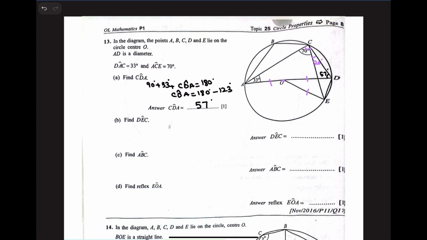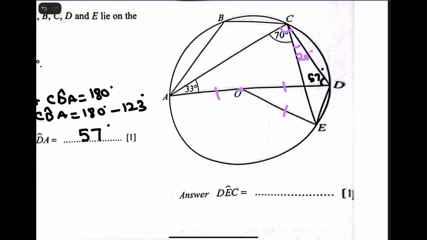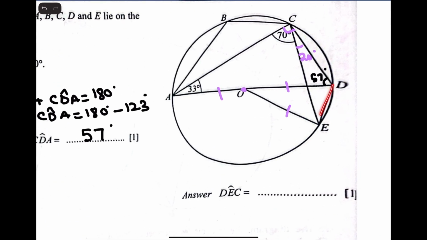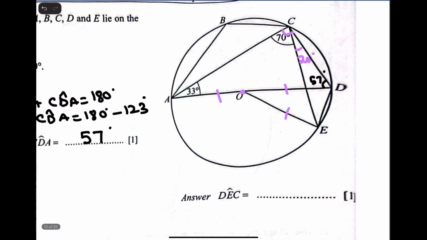Okay, so I want all of you to notice and focus on chord DE. DE is making an angle at the center and an angle at the circumference, right? Sometimes it's not very easy to see, and some students get confused and think these are angles in the same segment. So they think that this angle and this angle are equal, whereas that is not the case.